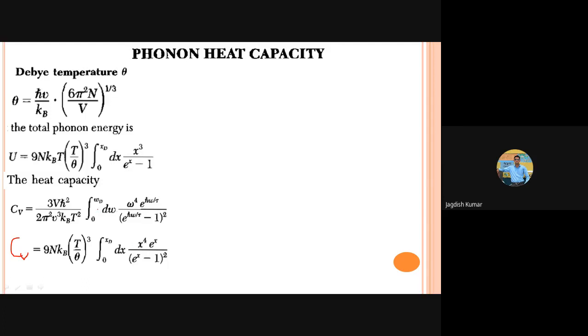Now from omega D, this is in terms of omega. Now this integral is in terms of X. This is also known as the Debye integral for phonon specific heat. This integral can be solved numerically. You can look for some analytical solution of this, but that's not easy. So usually this is solved numerically.